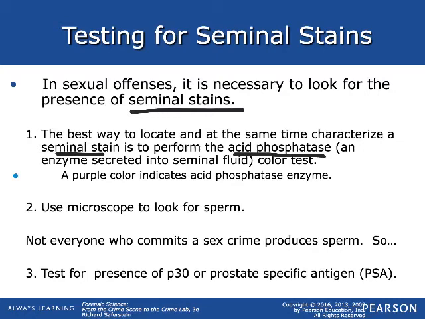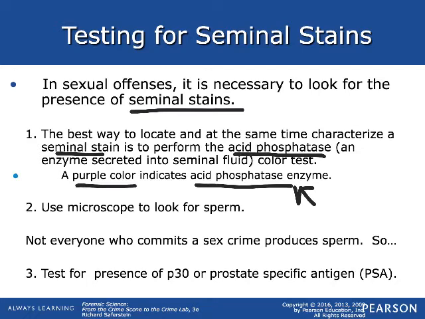So acid phosphatase: if you add a chemical to it, and semen is present, the acid phosphatase will give you a purple color. Okay, so another thing you can do to confirm: there are other things that could give a positive for acid phosphatase. There are some other things, like vegetables and fruit, that have acid phosphatase in them. So you need to keep looking.